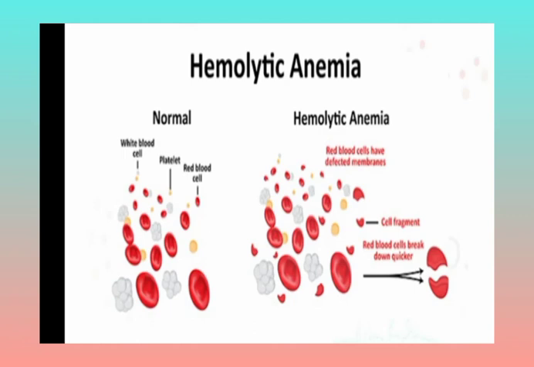As we can see in the normal picture, the white blood cells, platelets and RBCs are abundant, meaning they are sufficiently present. But when coming to hemolytic anemia, the RBCs will be present but with defective membranes, meaning half cut, not fully formed and immature. Cell fragments will also be seen as they are immature, and the red blood cells will be breaking very quickly. So this is the hemolytic anemia condition.